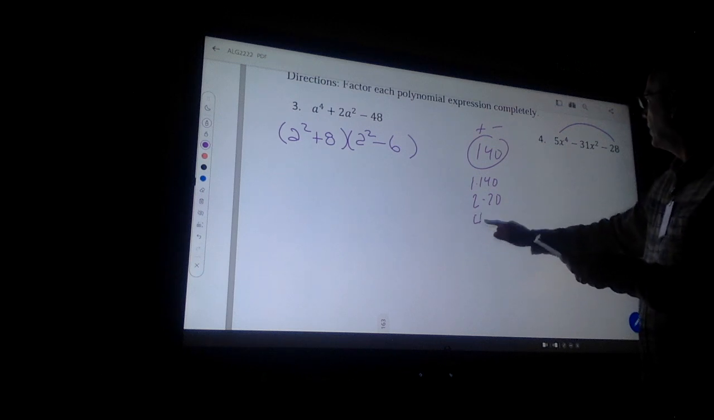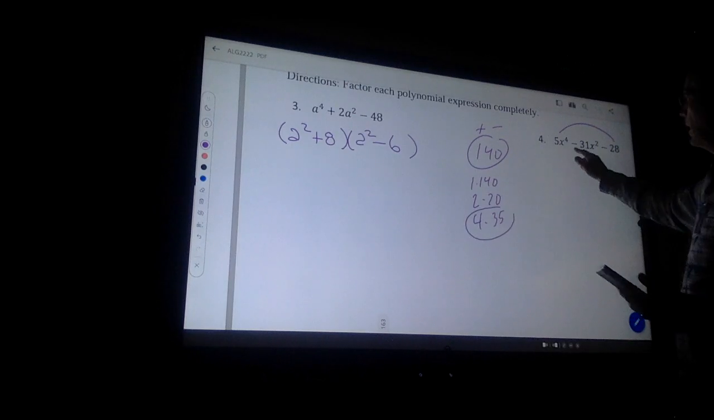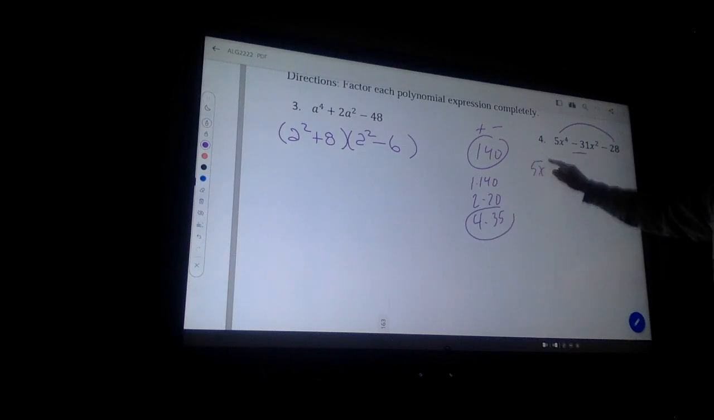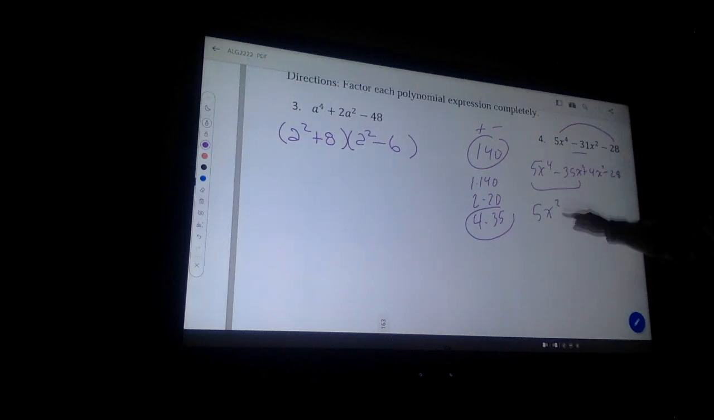4 and 35 are going to work because they add up to the negative 31. So I'm going to go 5x to the 4th minus 35x squared plus 4x squared minus 28. Now I'm going to factor by grouping, and I can factor a 5x squared out of both, sorry, those both should have been x squared. That leaves me x squared minus 7. And then here I can factor a 4 out, x squared minus 7, and so my answer is going to be 5x squared plus 4 and x squared minus 7, and neither of those will factor any further.